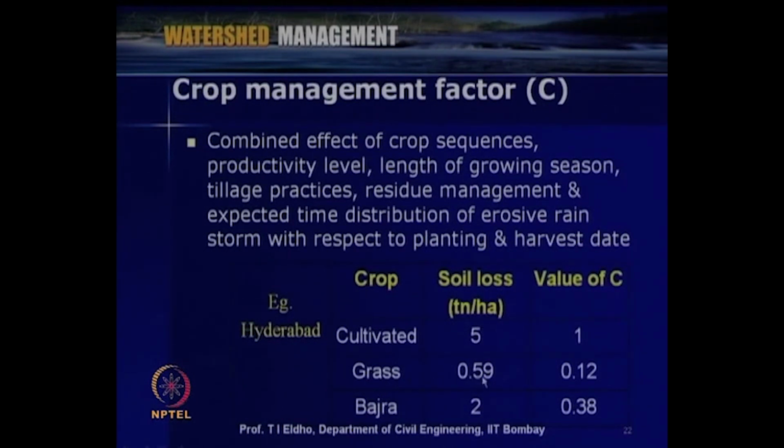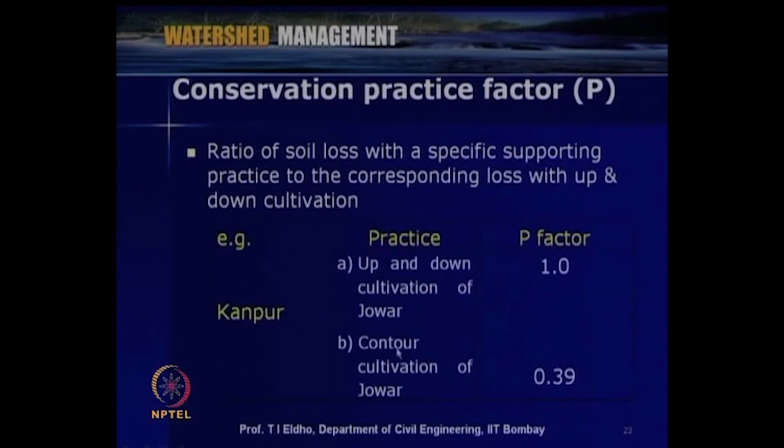For the grass region, soil loss can be 0.59 and the value of C will be 0.12. For bajra, soil loss can be 2 tons per hectare and the value of C can be 0.38. Then another factor is the conservation practice factor P in the USLE equation. It is the ratio of soil loss with a specific supporting practice to the corresponding loss with up and down cultivation. This also depends upon the type, the geographical location and what kind of practice we adopt.